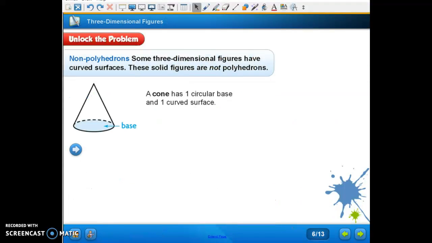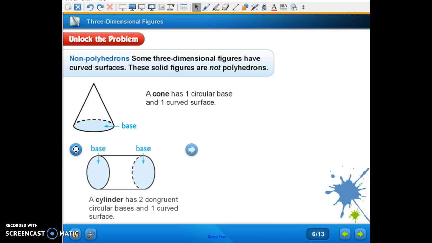Okay, look, non-polyhedrons. Some three-dimensional figures have curved surfaces. These solid figures are not polyhedrons. Do you remember what the definition for polyhedron was? Go look back at your paper. What does it say? A polyhedron is a solid figure with faces that are polygons. Okay. And this one doesn't have any flat polygon faces.